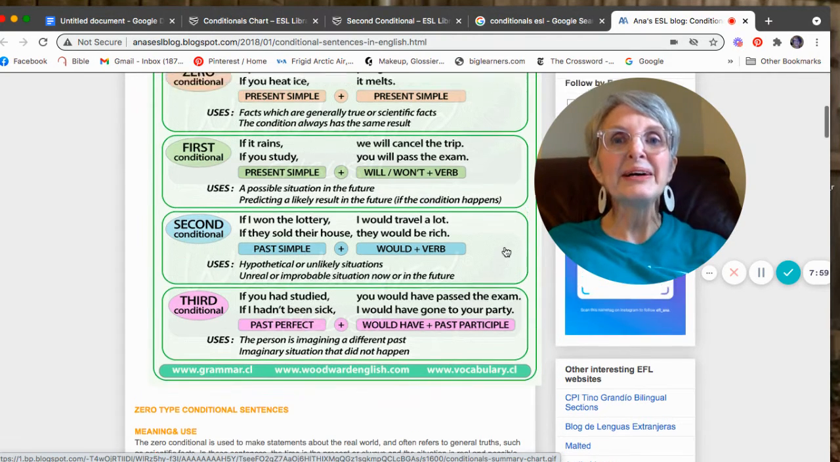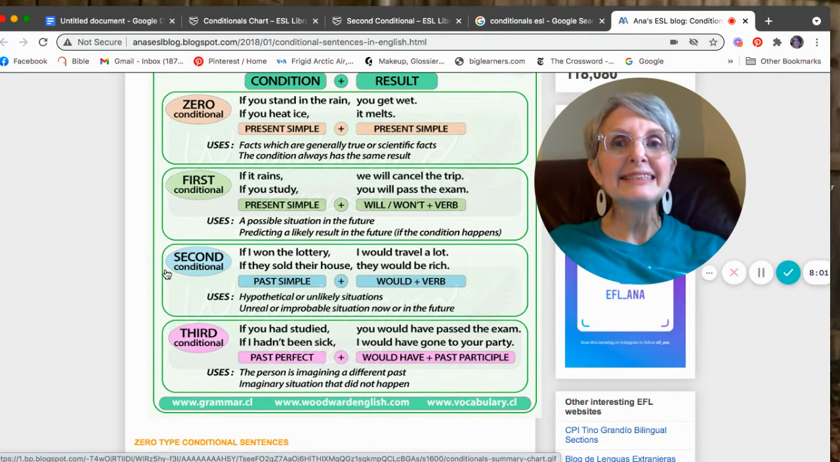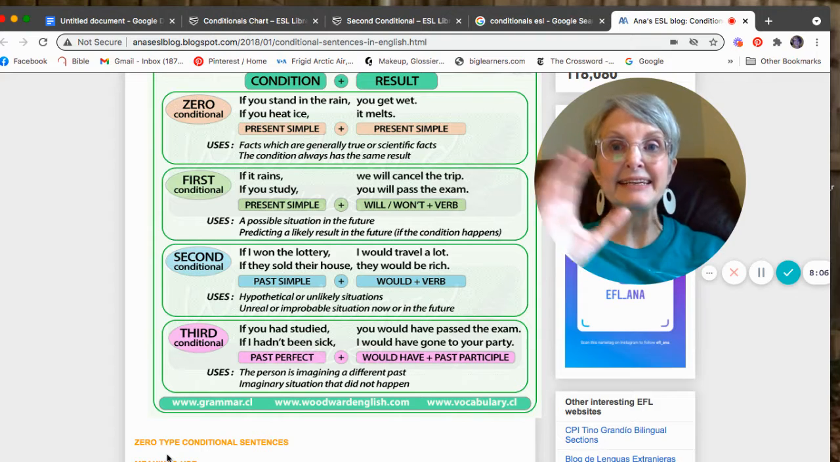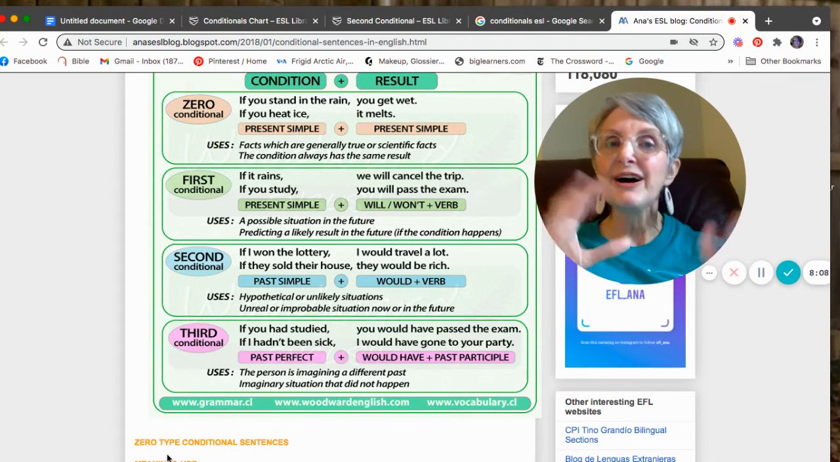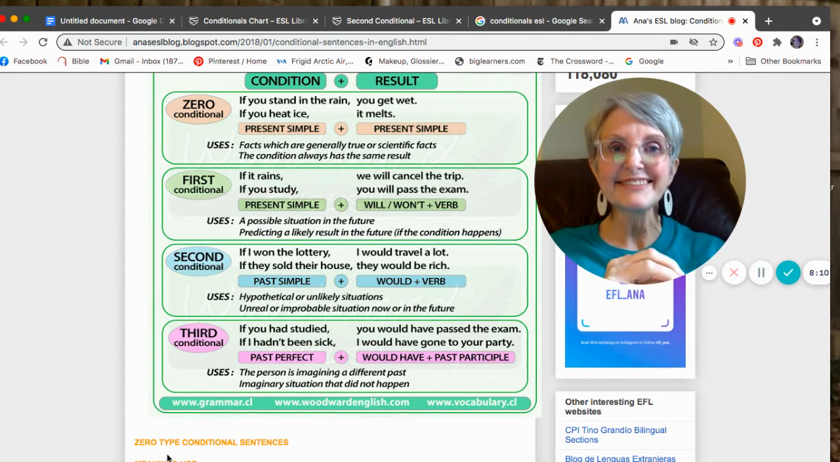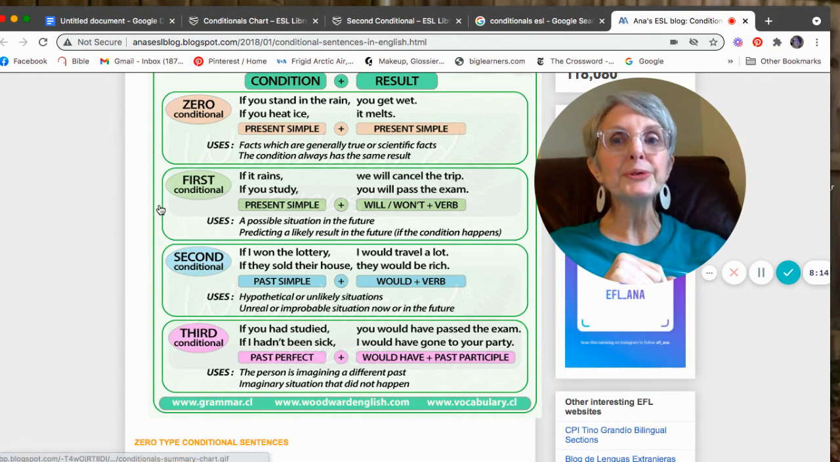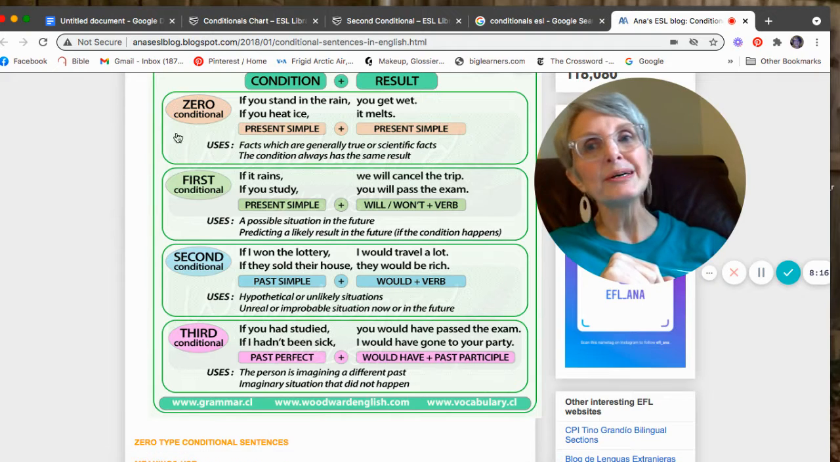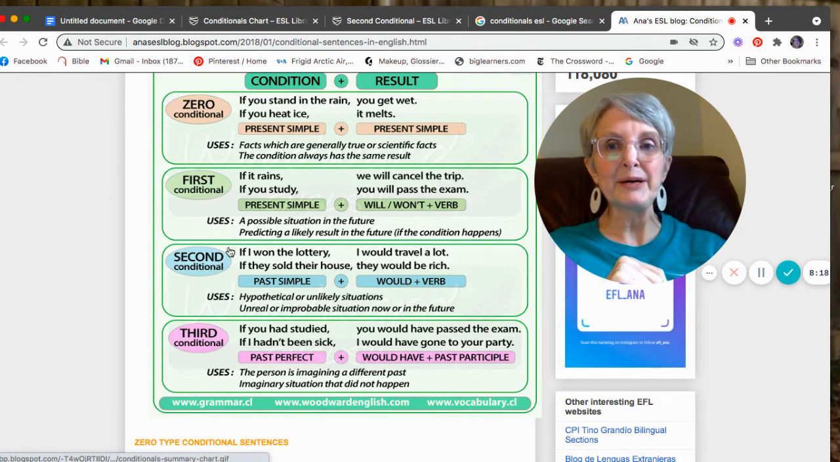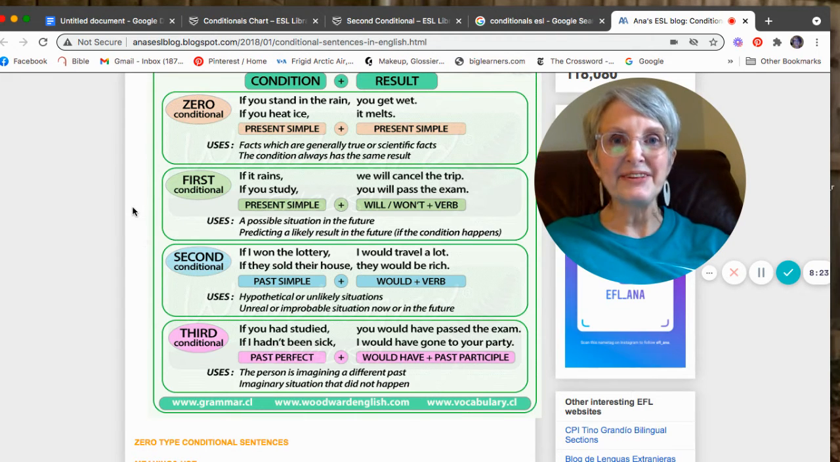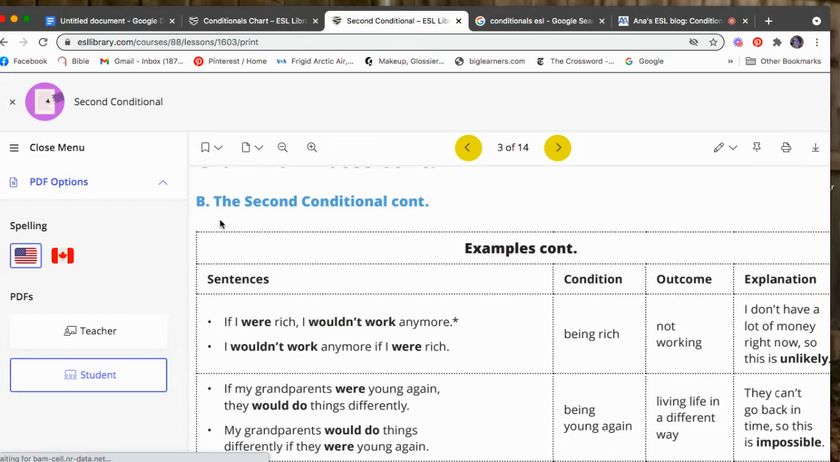All right, so these are the 4 different types of conditional statements, ones that all of them have if, all of them have 2 clauses. All right, so in our lesson, we're going to review first conditional. We'll look at 0 a little bit, and then we're going to practice second conditional together. All right, so let's take a look at some of the second conditional.